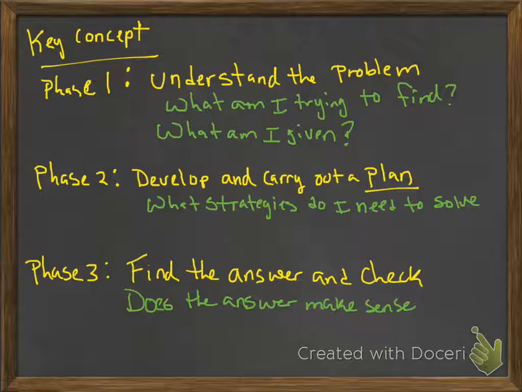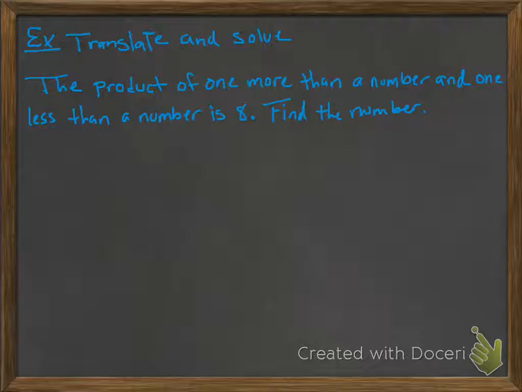In phase 3, you're going to find your answer. You're going to check it. But you're also going to make sure, does my answer make sense? Does the answer that I came up with help answer my problem? Alright, so let's look at the first example here. Translate and solve. The product of one more than a number and one less than a number is 8.